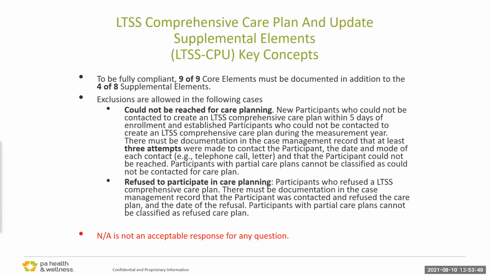Okay, next slide, please. Okay, broken record here. To be fully compliant, we need 9 of 9 core elements in addition to 4 of 8 supplemental elements. Okay, exclusions, we have the same exclusions as we did for the core elements. Could not be reached for care planning. Make sure that you document the 3 attempts. Also excluding if they refuse to participate in care planning. And the big red dot, NA is not acceptable as a response for any question. Okay.